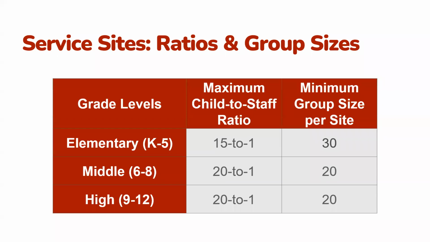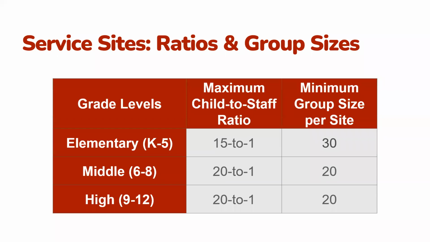So in the service sites section, you'll also see our ratio and group sizes. And what this really tells us is that there's two pieces to it. You'll see it by grade level. So there's the elementary, the middle school, and the 9 through 12. And one of the columns is calling out that there's a maximum child to staff ratio. And you'll see that it varies by the age group. So for elementary, that maximum child to staff ratio is 15 to 1. And for middle school and high school, it's 20 to 1. So that's one important piece to keep in mind when looking at your program design.